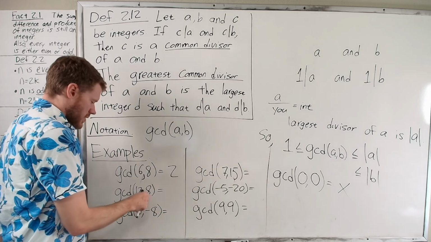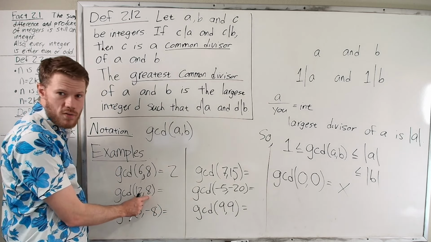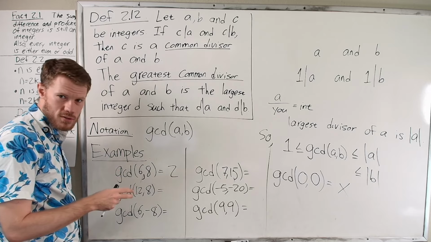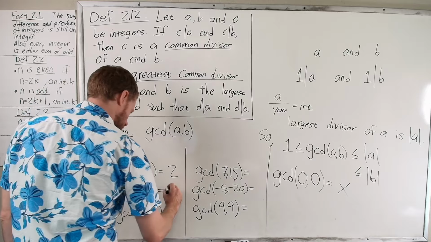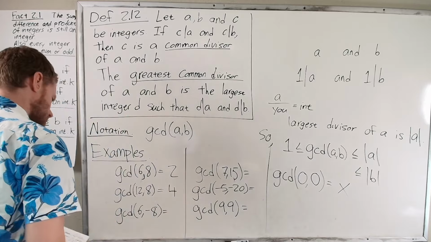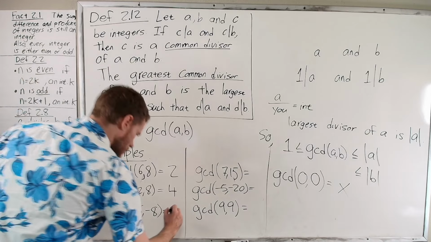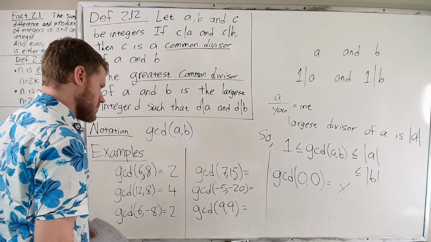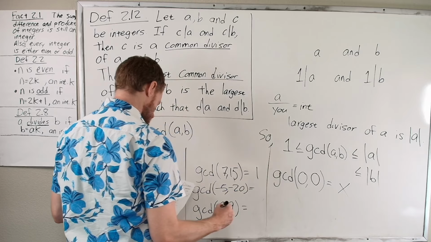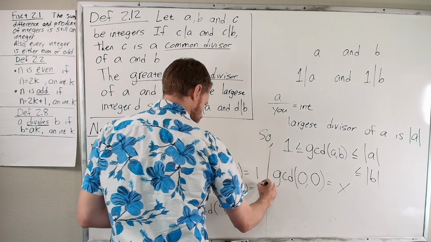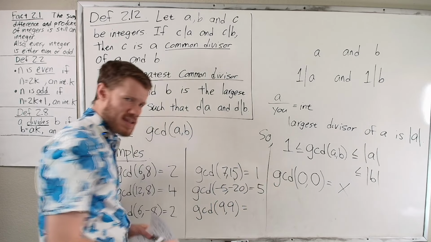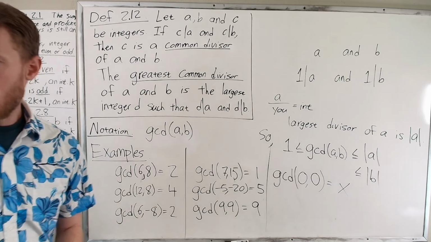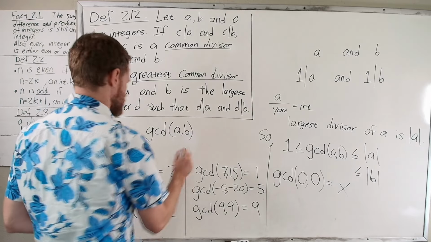Okay, so among all the things that divide both 12 and 8, which one's greatest? Is it 1? No, you can get better. 2? No, you can get bigger. 4. Okay, yeah, 4 is the biggest thing that divides both of them. Between 6 and -8, 2. 2 divides both of them, and nothing larger can. 7 and 15 is 1. -5 and -20 is 5. And 9 and 9, 9. Okay, so there you go. Those are some examples right there.